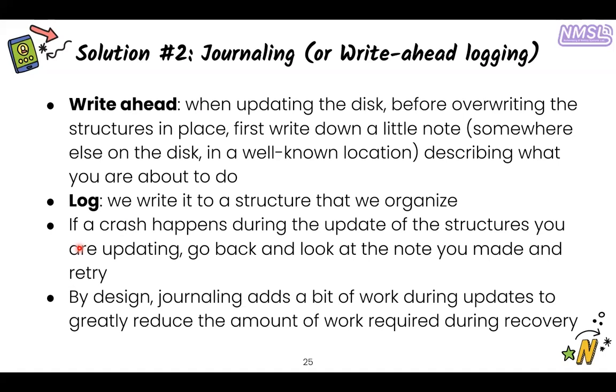Obviously, the problem happens if the crash occurs while I was journaling, and we'll talk about that. By design, journaling adds a bit of work during updates to greatly reduce the amount of work required during recovery. One might say, how often does a crash actually happen? But this is like, I'm afraid a crash is going to happen, so I'm going to write down all the stuff. That's the design. If a crash does happen, the damage is huge, so I want to make sure I write a little note. Now, this is actually a very popular mechanism used in database management systems, and operating systems decided to borrow it.